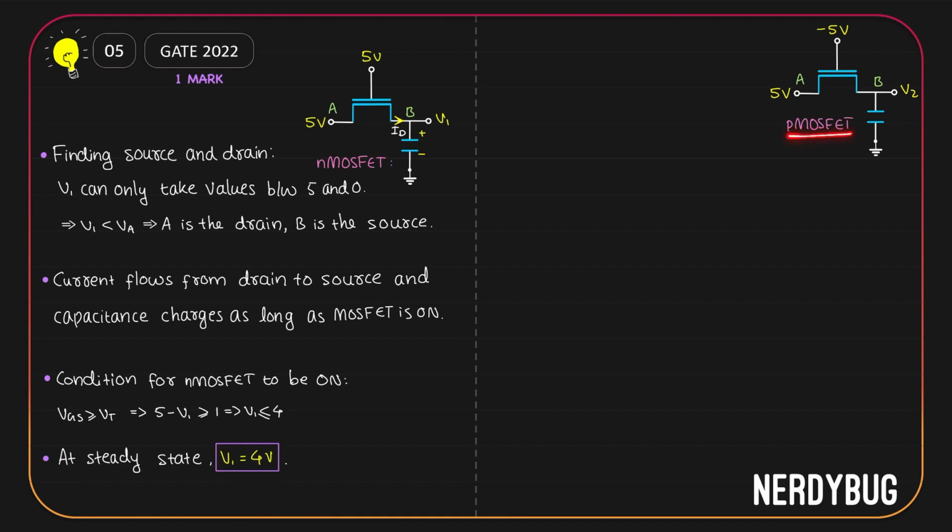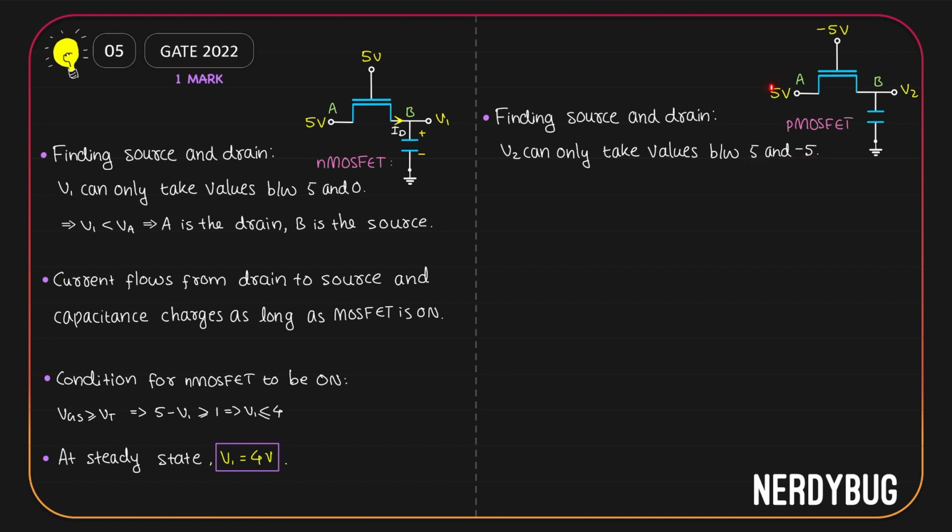Let us take the pMOSFET now. Again I have marked this terminal as A and this one as B. Just like we did with the nMOSFET, we have to find out which one is the source and which one is the drain. Let us take a look at the circuit. The lowest potential we can see is minus 5. The highest potential is plus 5. So V2 cannot be lesser than minus 5. It cannot be greater than 5. So V2 has to be between 5 and minus 5.